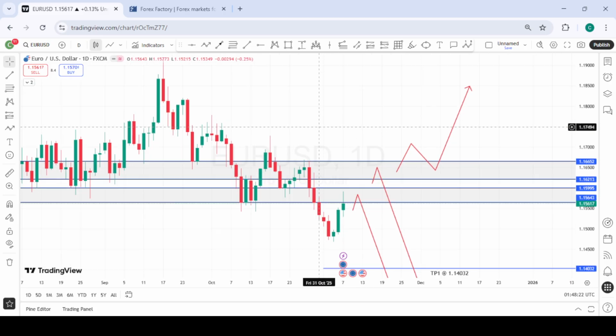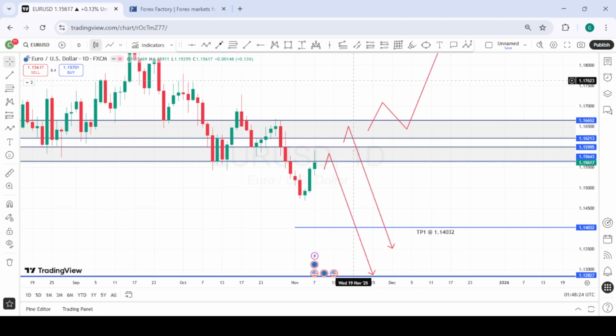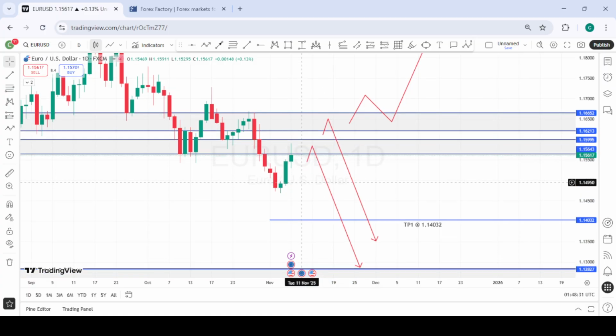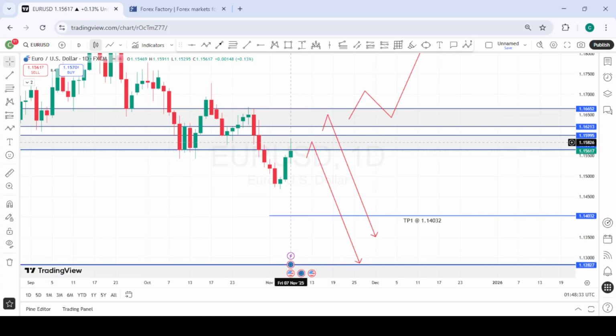So we have here EURUSD. We had the same setup from last week, where we were anticipating that price was going to pull back into this very first area of interest and give us selling opportunities to the downside. Currently price has made its way to our very first area of interest, and we are going to wait and see how it develops for us to get selling confirmations.